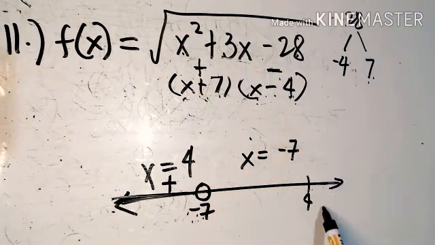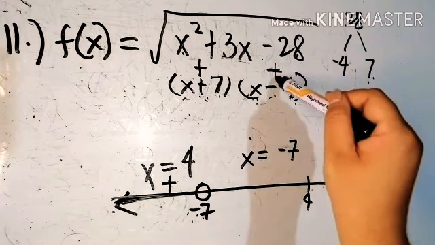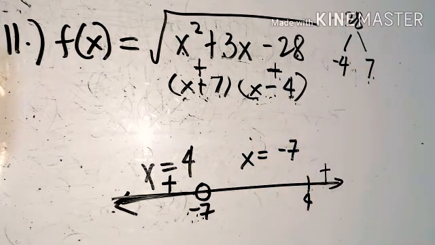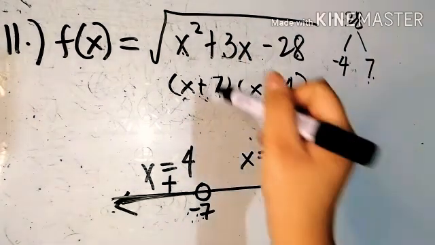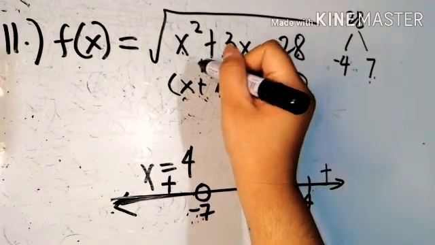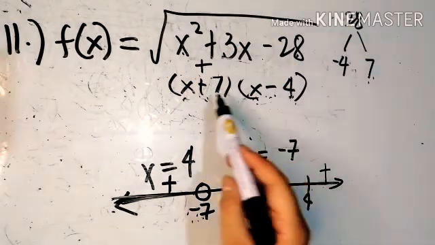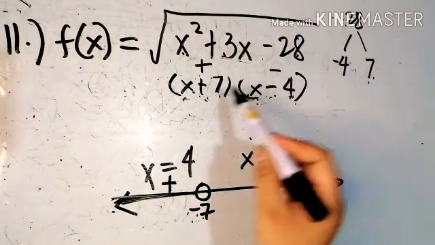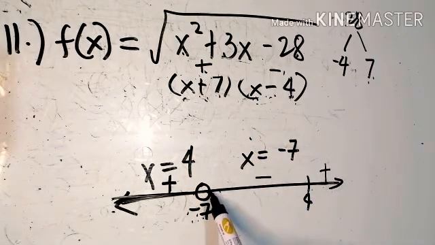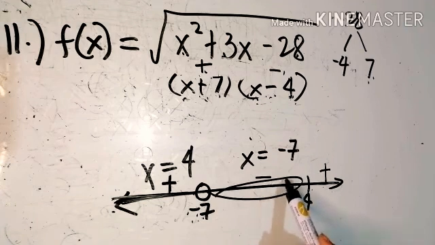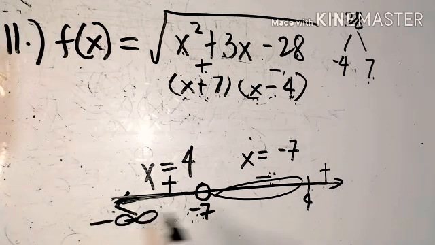So, we have the x minus 4. 5 minus 4, that is 1. So, positive pa rin yung kakalabasan niya. Pwede pa rin siyang maging value. Let's try yung gitna naman, negative 7, 4. Let's try the 0. So, 0 plus 7 ay positive. Pero, yung 0 minus 4 ay negative. So, negative yung nasa gitna. Negative yung result ng gitna.